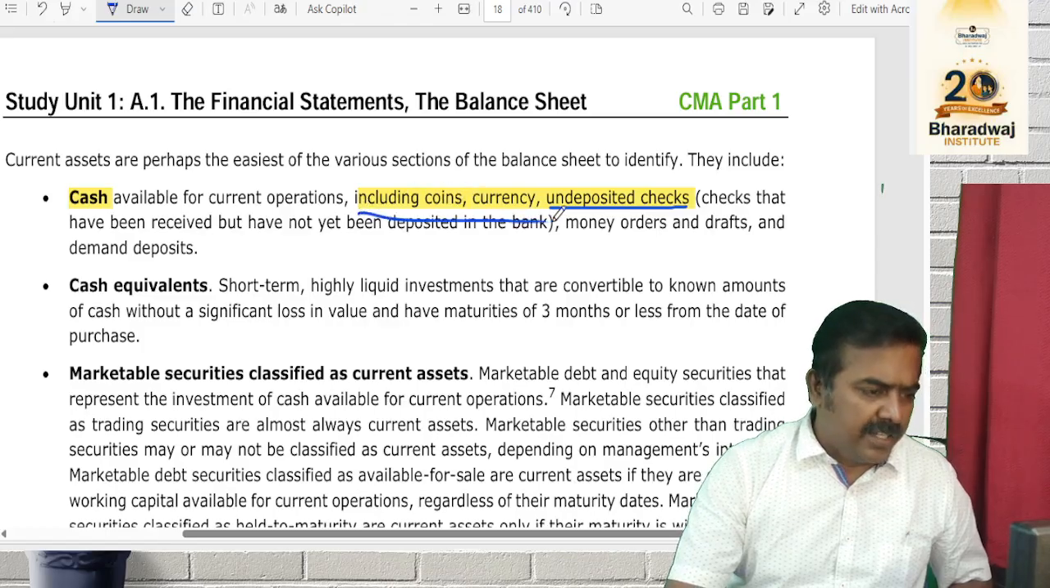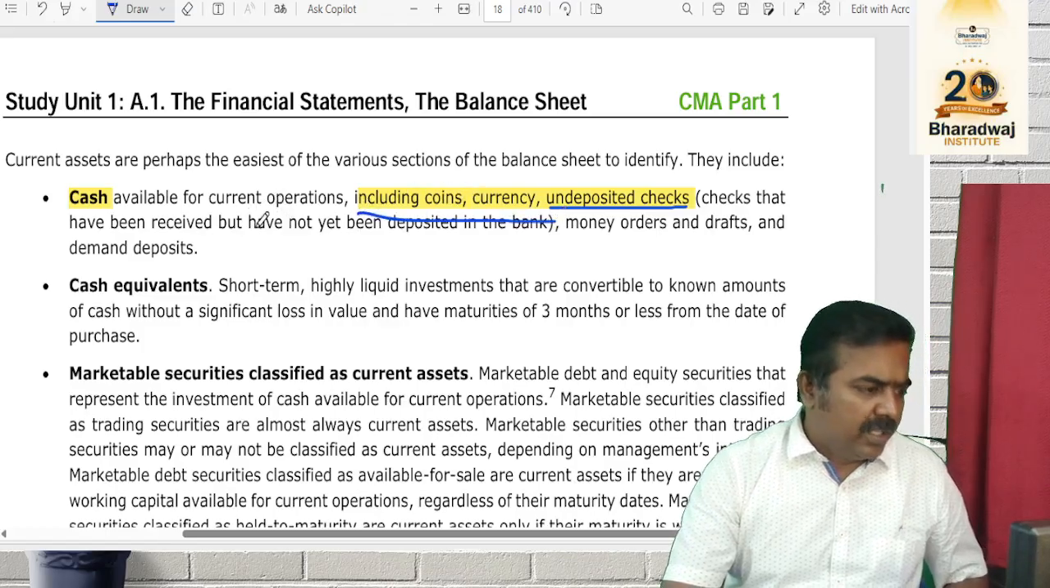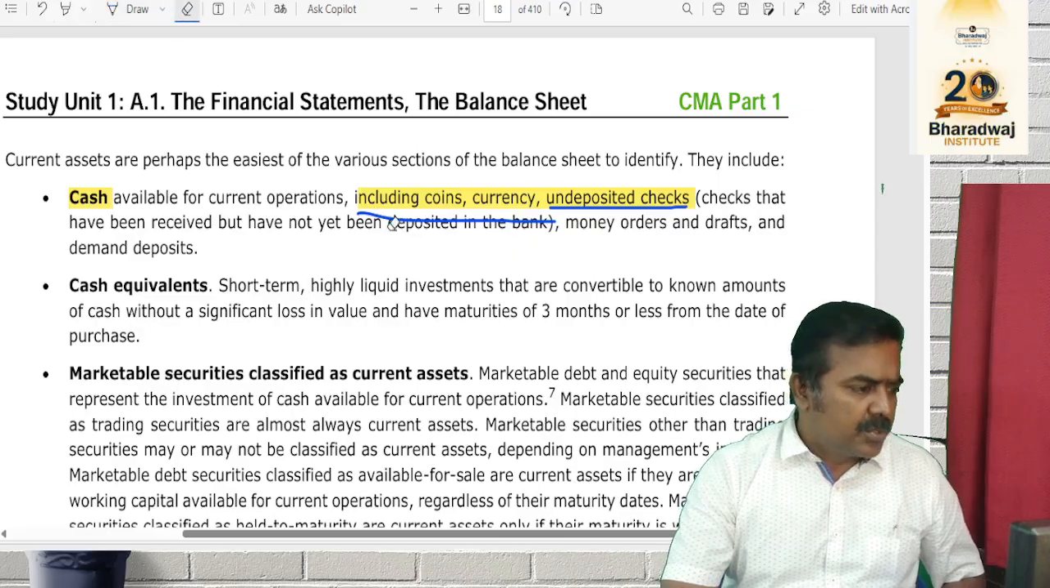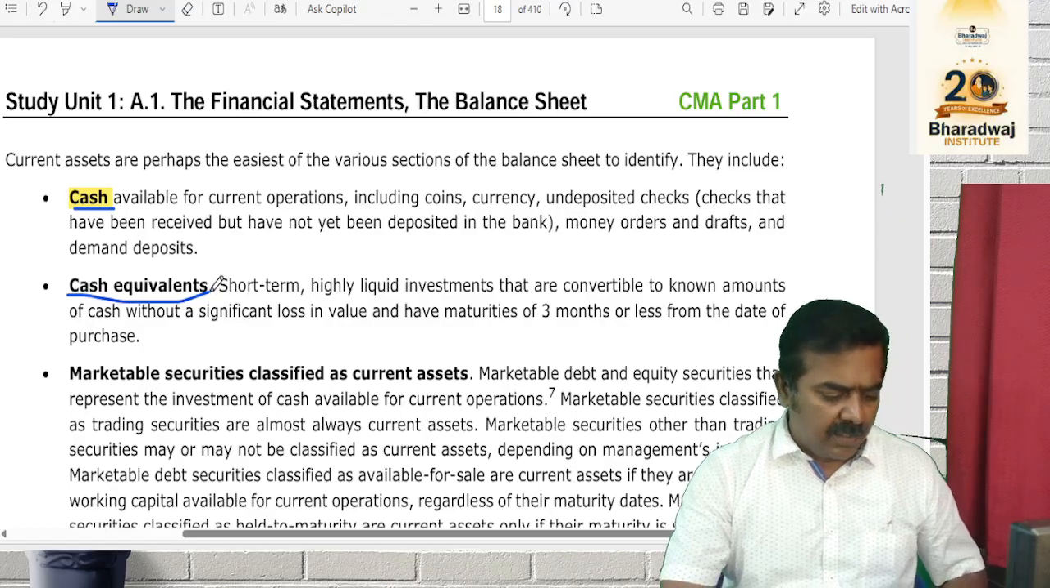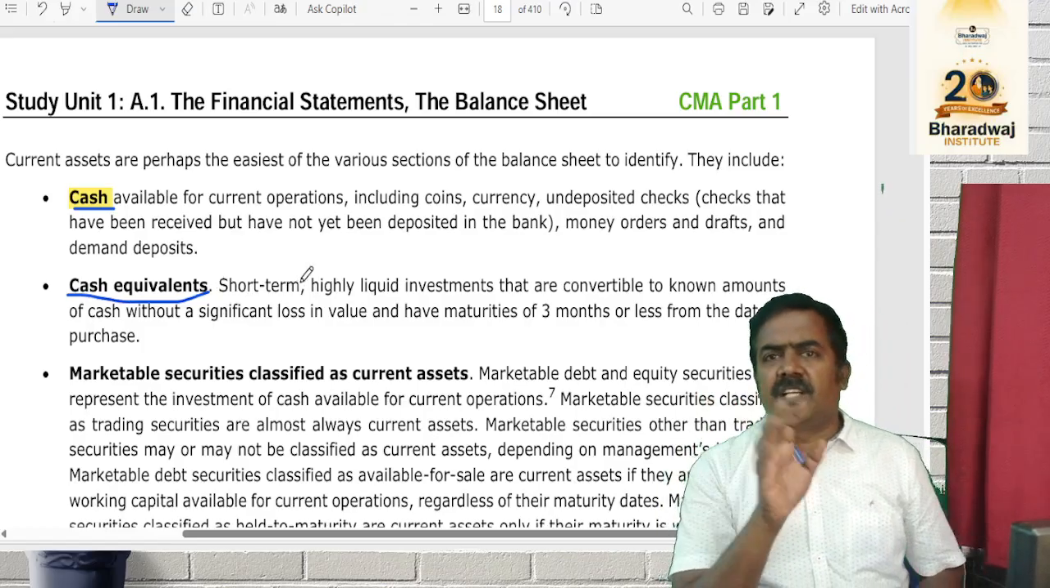It includes coins, currency, and also includes money transfers, stamps, and demand deposits. All these things are called cash. What is the next one? Cash equivalent. What is a cash equivalent?